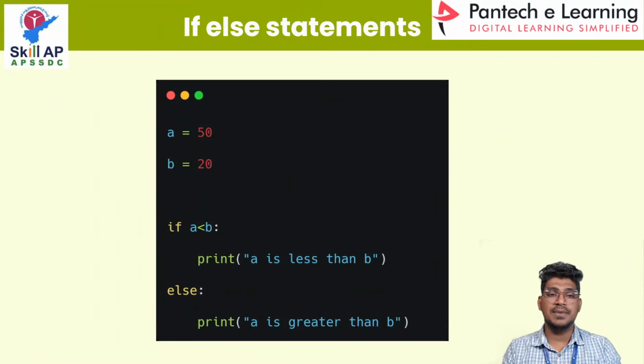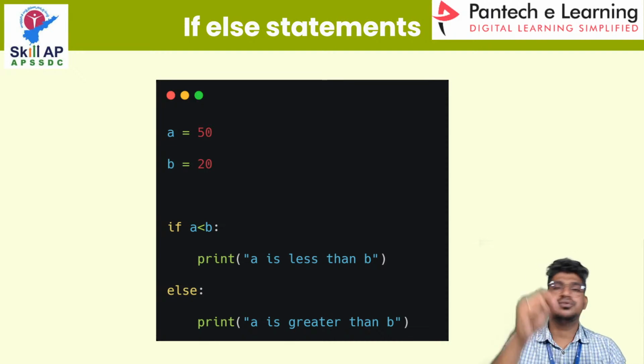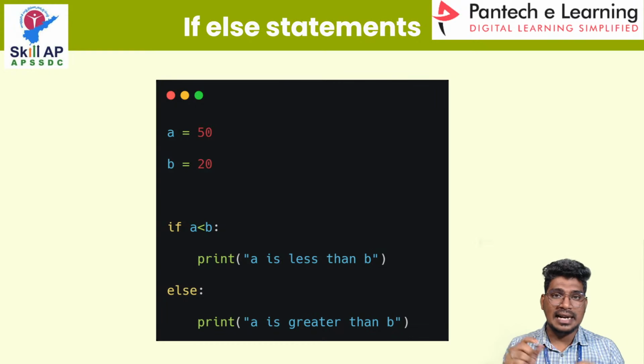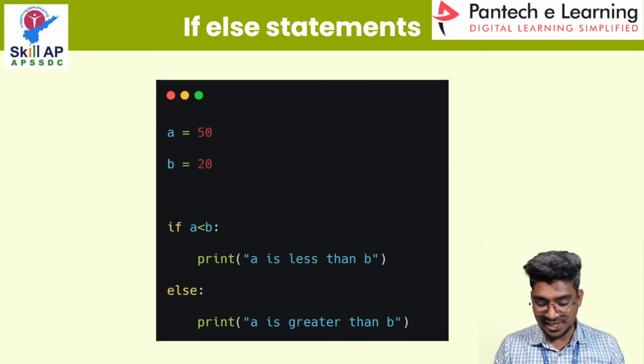For example, A is equal to 50 and B is equal to 20. If the condition A less than B, is the condition true or false? Please answer me in the comment box.